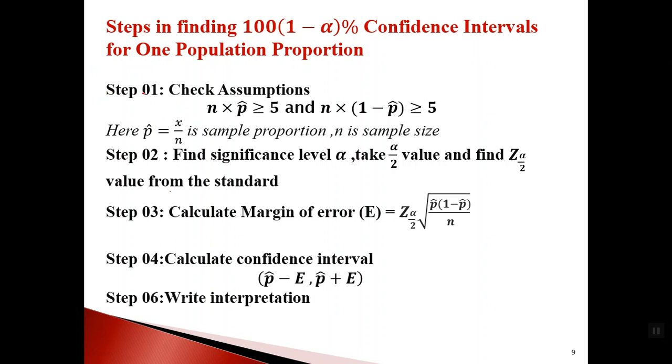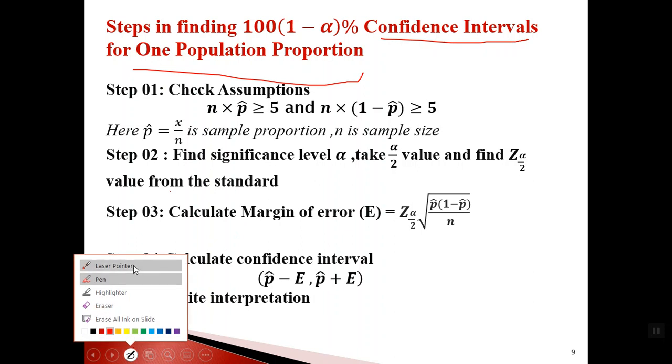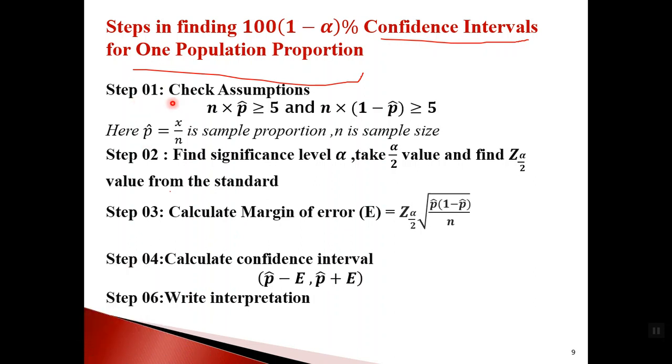We are going to find the confidence intervals for one population proportion. So first, check the assumptions. The only thing you need to check is this assumption. The simple random sample one doesn't matter, it's always true for your case.